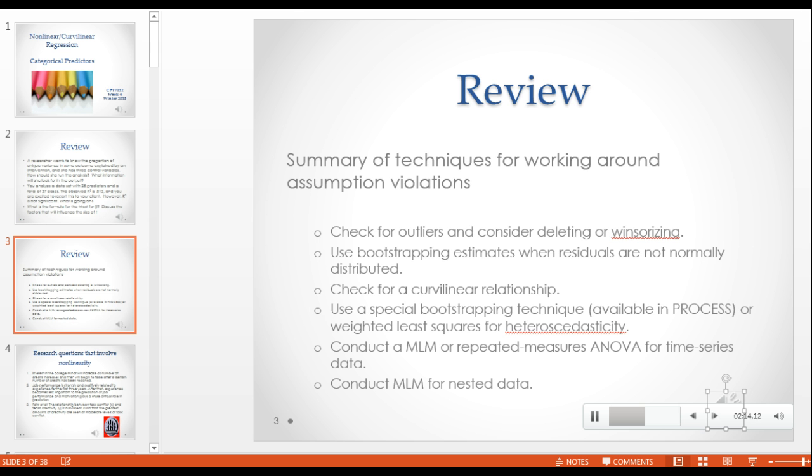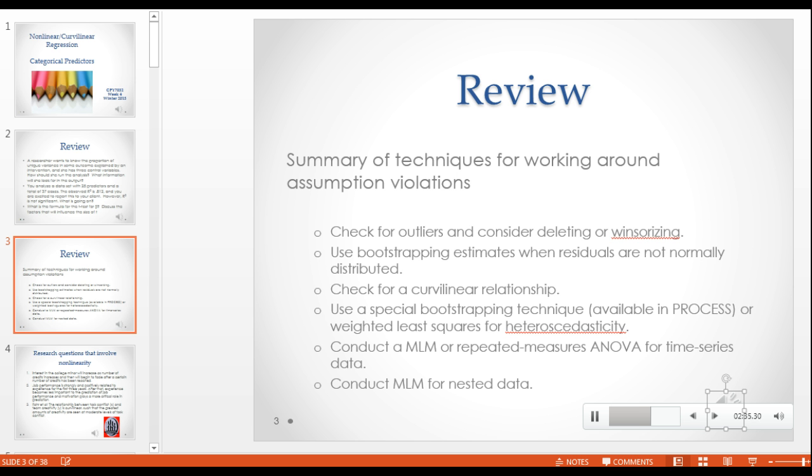Check for a curvilinear relationship. A lot of times the assumptions of homoscedasticity and normality are violated simply when we're assuming linearity when we shouldn't. So check for that. That probably should be one of the first things to check, is that the relationship is linear.